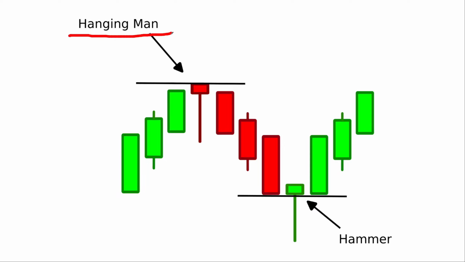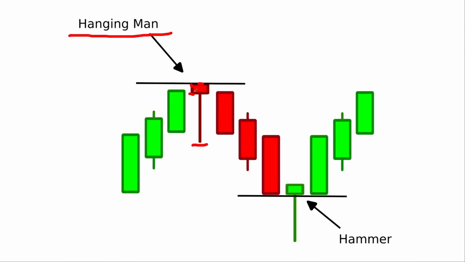The hanging man. The hanging man is a bearish candlestick pattern that forms at the end of an uptrend. The pattern is created when open, high, and close are roughly equal, right? This is open, close, and the high. And the low of the day is significantly lower than the other three price points.